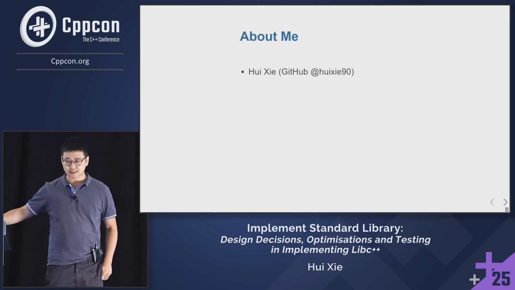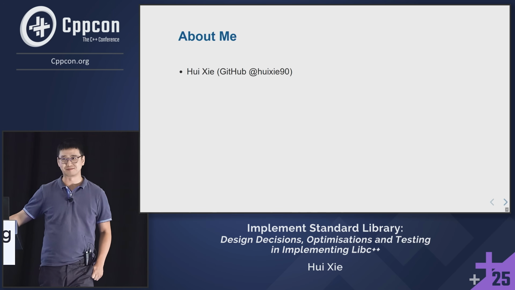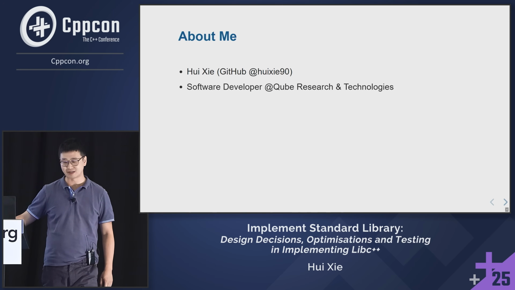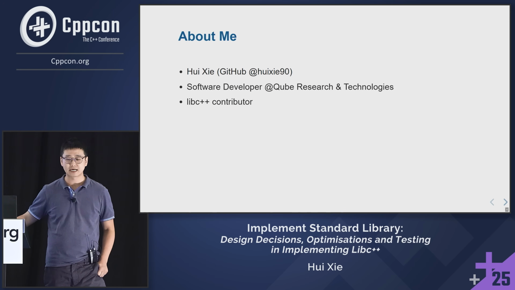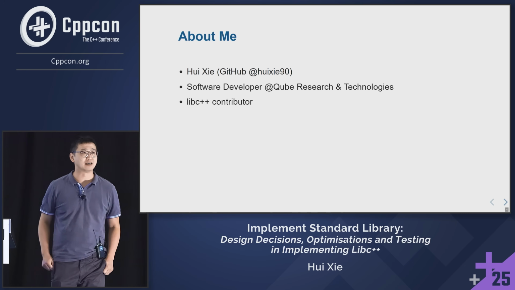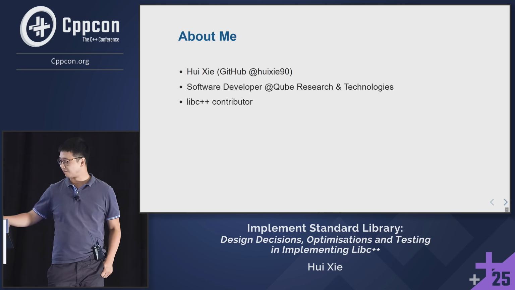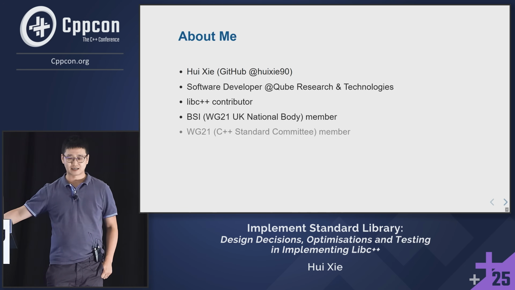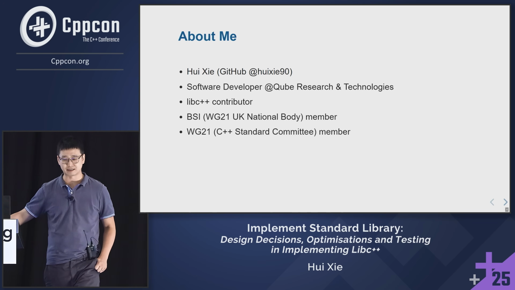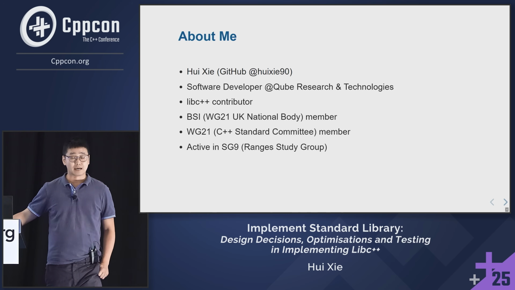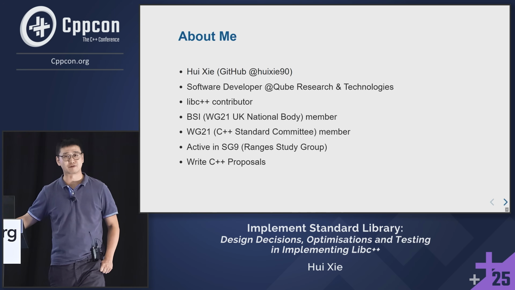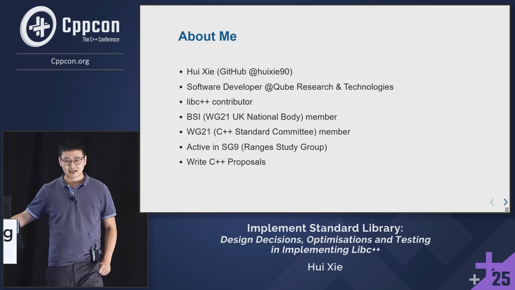My name is Hui, and I'm a software developer at QRT, which is a hedge fund based in London. I have been a libc++ contributor for the last couple of years, and I'm a member of the standard committee and the UK national body member. I'm mostly working in the ranges study group, and sometimes I write C++ proposals.